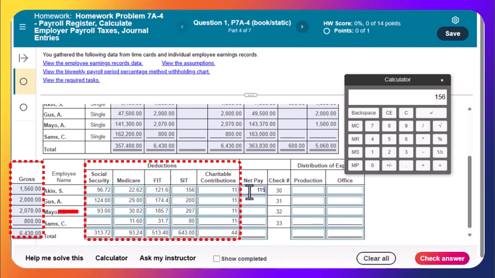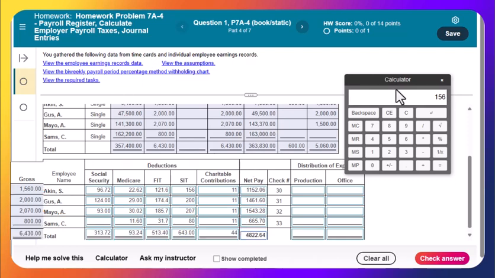So 1,152.06 for Aiken, and then we have 1,461.60 for Gus. Mayo gets 1,543.28. Sands gets 665.70. And then that is a total net pay for everybody of $4,822.64.